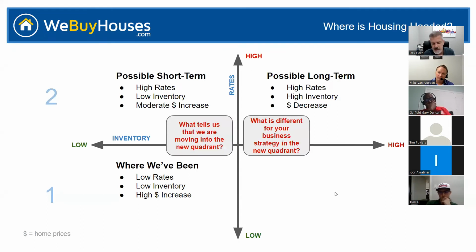This is my last slide on this. I just wanted to show this to you as a method of thinking. I think we've already had a lot of good conversations about this migration from where we've been to the possible short-term and possible long-term realities that we're headed to. As a business owner, you can take any two things like this and plot them and create the four quadrants. Then you ask yourself, what tells us that we're moving from where we've been to that short term? What would tell us that that's happening? And then what is different in our business strategy if we get there?